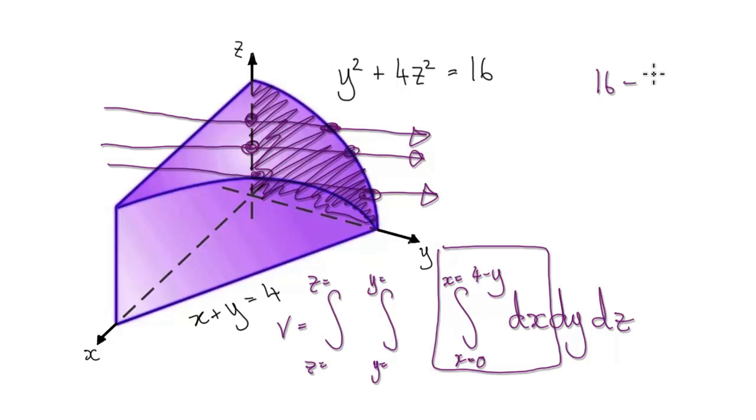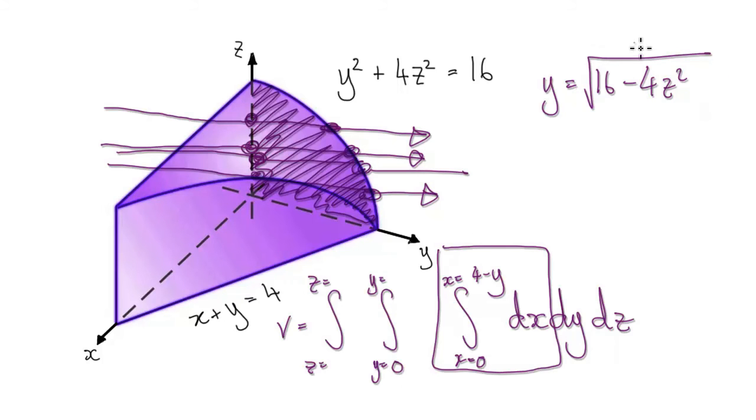That would be the square root of 16 take away 4z squared. I get the positive version and the negative version, but I only care about the positive version. So really, I enter y equals 0 and then I leave this curve, which would be root 16 minus 4z squared. Let me clean this up.